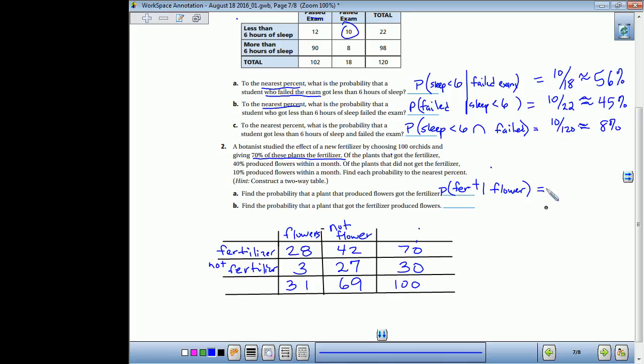All right. So fertilizers over flowers. How many? Our flower total is 31. 31, okay, yeah. And how many of them got fertilizer? 28.